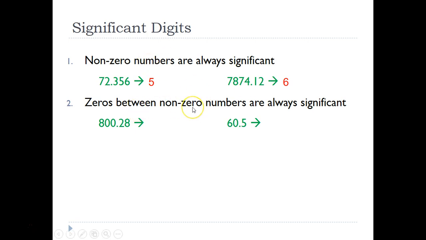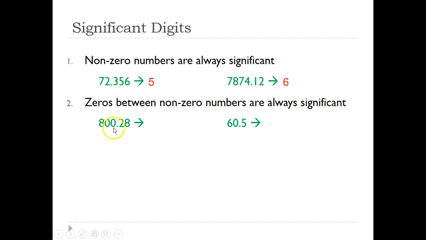Any zeros that are in between non-zero numbers will always be considered significant. You have to remember, when we're measuring on lab equipment, sometimes we're going to actually measure the number 0. Sometimes the measurement will actually be 800.28. So whenever we see zeros in the middle of non-zeros, with non-zeros at the end of the number, you know that all the zeros in the middle were actually measured zeros, so they count as significant.